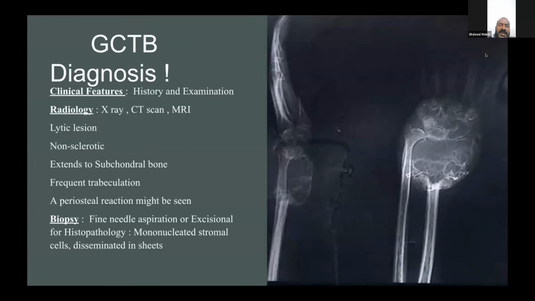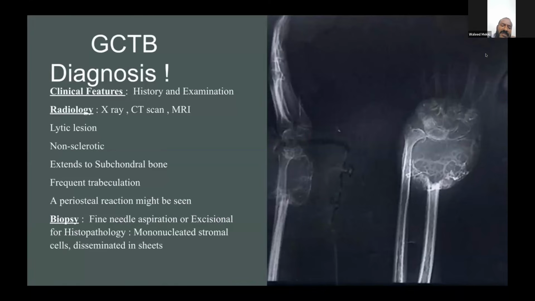So, to diagnose giant cell tumor, we rely mainly on clinical features. We take a thorough history and examination, and with the aid of radiology, we can reach a definite diagnosis. Plain X-rays can be sufficient in most cases, but we can also add CT scan and MRI. In X-rays, we most likely see lytic lesions, which are non-sclerotic and extend to subchondral bone, with frequent trabeculation, and we might see a periosteal reaction.